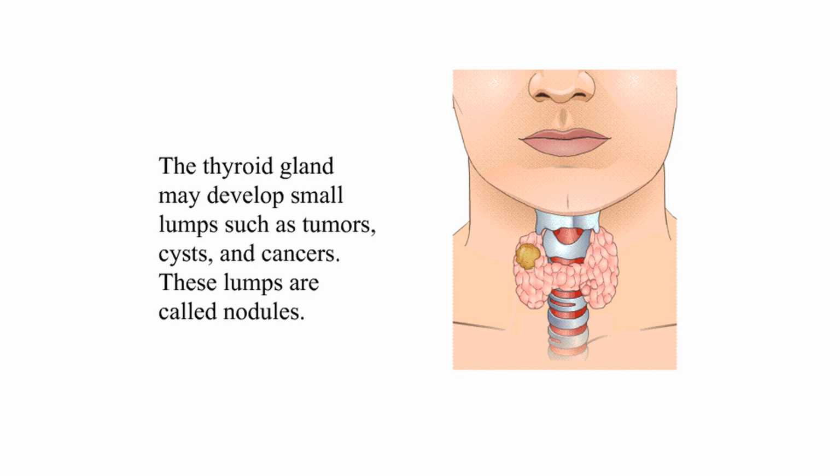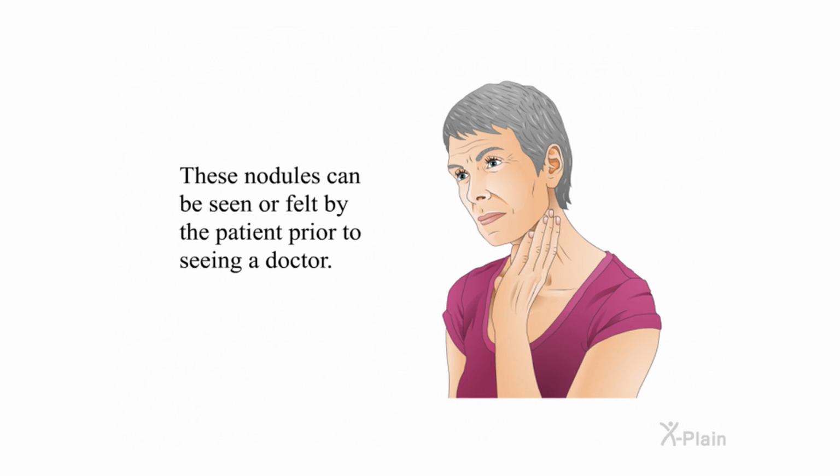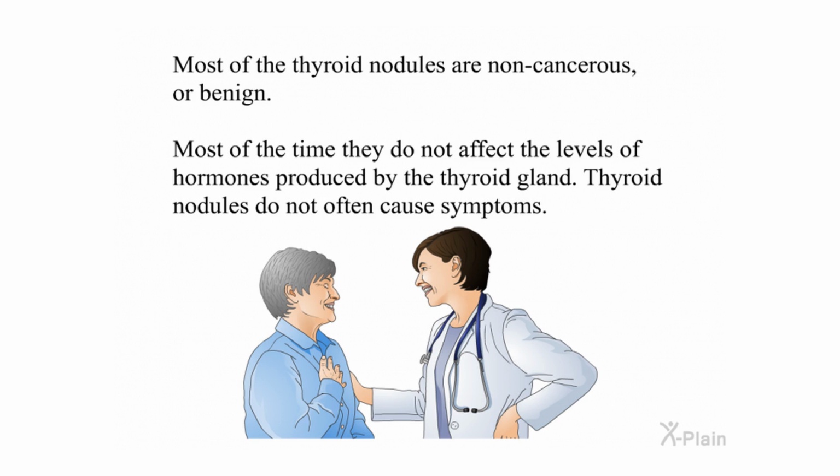Nodules. The thyroid gland may develop small lumps, such as tumors, cysts, and cancers. These lumps are called nodules. These nodules can be seen or felt by the patient prior to seeing a doctor. Most of the thyroid nodules are non-cancerous, or benign. Most of the time they do not affect the levels of hormones produced by the thyroid gland. Thyroid nodules do not often cause symptoms.